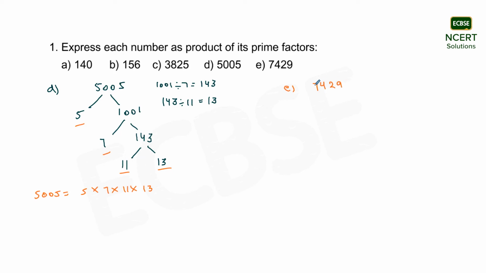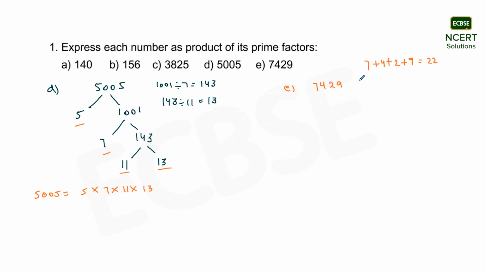Now coming to the E part, here the number being provided is 7429. Now if I look at this number, this is not an even number, meaning I cannot take the prime factor 2 out from this number. And the sum, that is 7 plus 4 plus 2 plus 9, comes out to be equal to 22, so this number will also not be divisible by 3. It's not divisible by 5 also, because in its unit place it's 9. And coming to the prime factor 7, this number is also not divisible by 7.